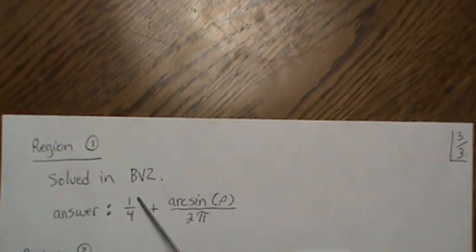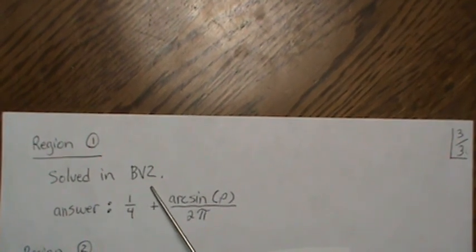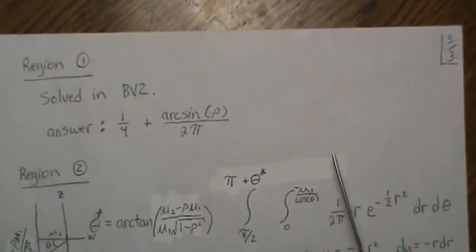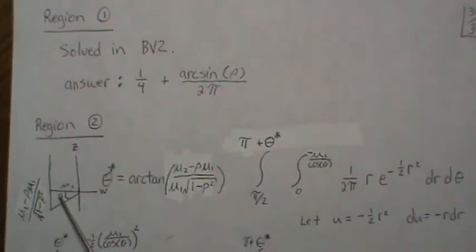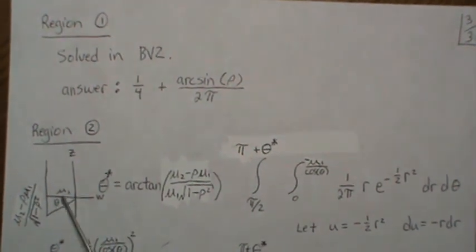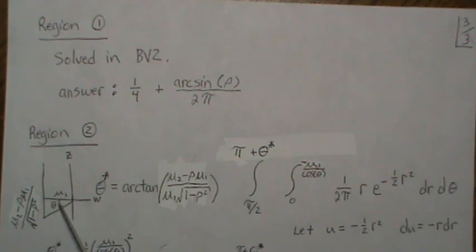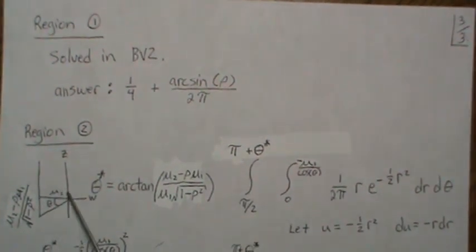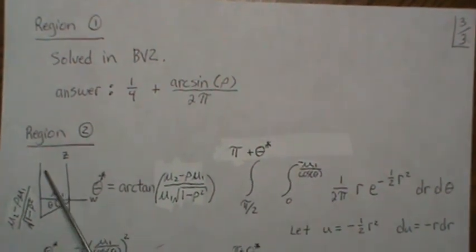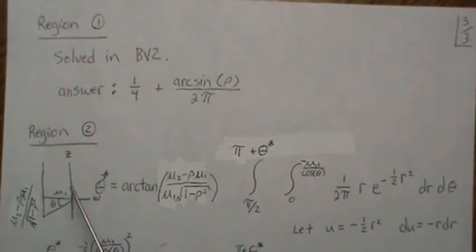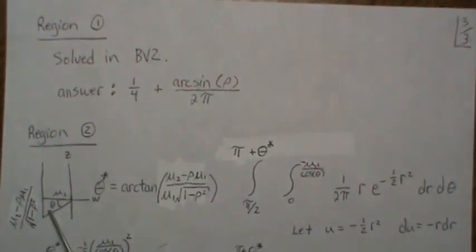So region 1 is actually already solved, and we did that in BV2, and this is the answer. It's a nice clean answer. Now region 2 is this region, and we know the distance here is mu1 and the angle is theta. As we go from here to there, we're always in sort of a right triangle setting, and so we know that we can solve for this theta.